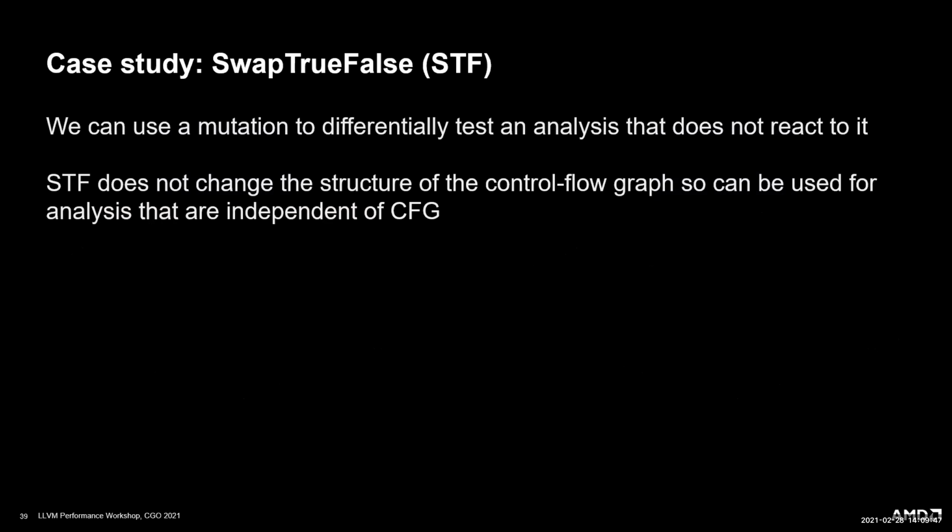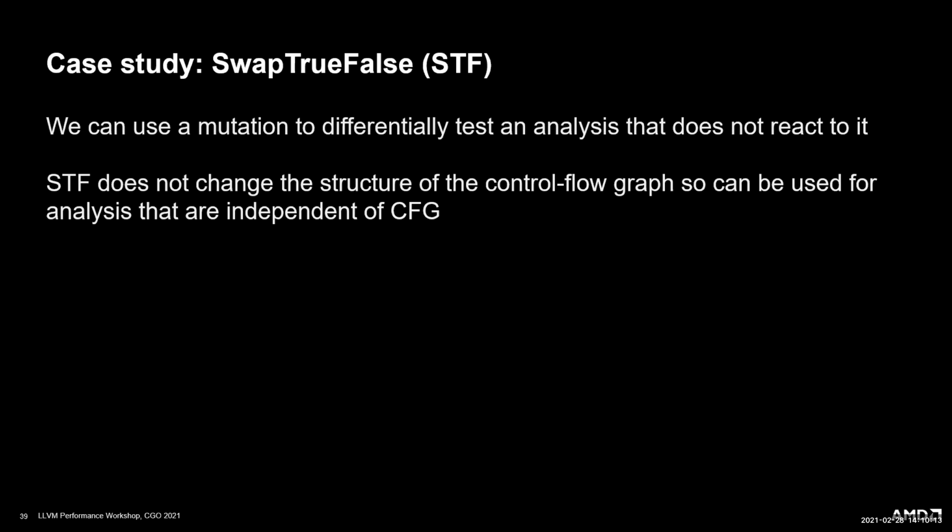So we can use a mutation to differentially test an analysis that does not react to it. Let's say we swap true and false, and what we saw was that when we use this analysis, the structure remained the same. So we can easily use this mutation to test analyses which are expected to not change when the control flow remains the same.